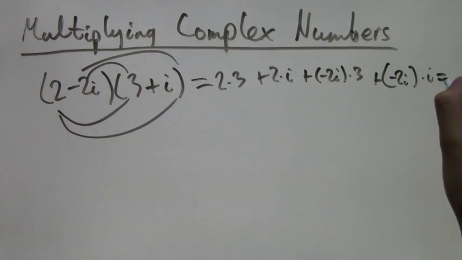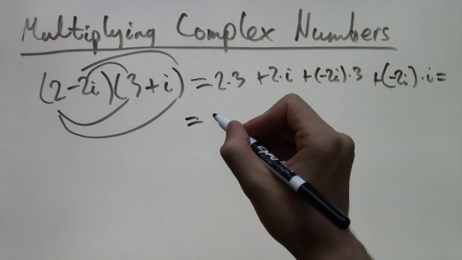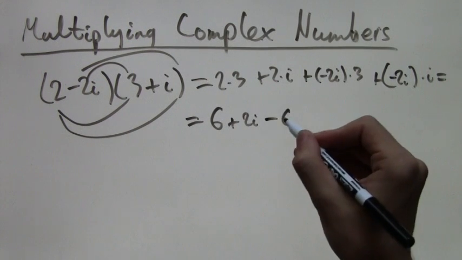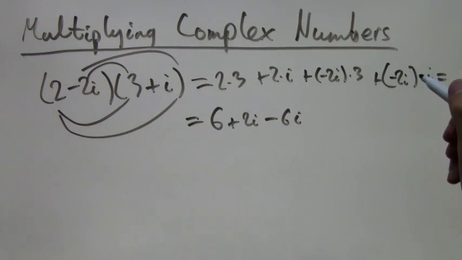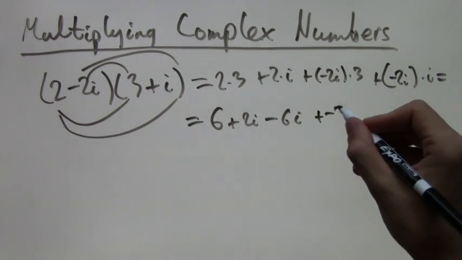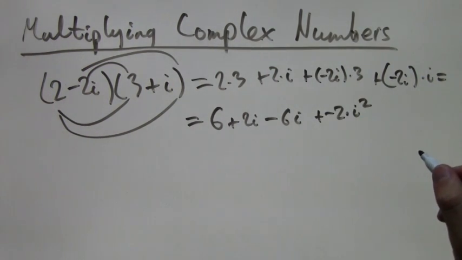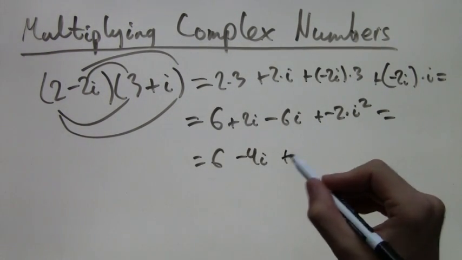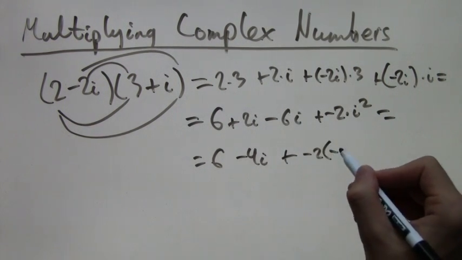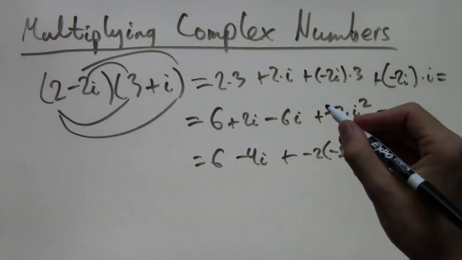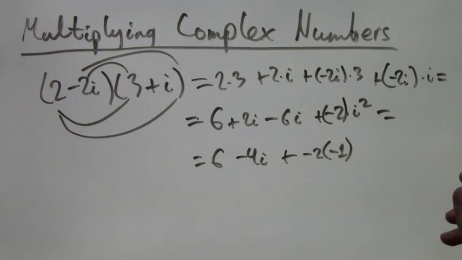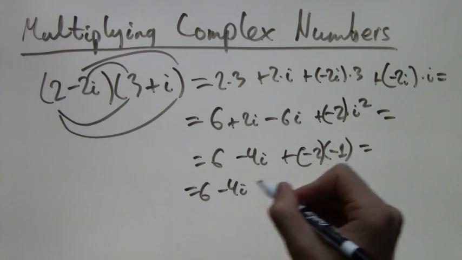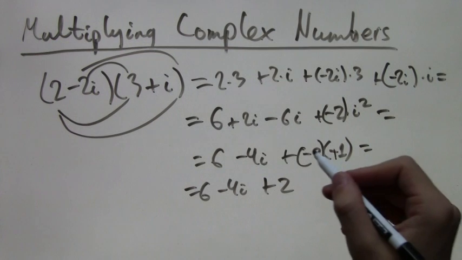And this is going to be equal to 6 plus 2i minus 6i, and then again we have this imaginary number times imaginary number with the i's, and it's just going to be -2 times i squared. And again, i squared will be -1. So this simplifies to 6 minus 4i plus -2 times -1. I'm going to put these parentheses around the -2, just a good idea. And this is equal to 6 minus 4i plus 2. Two negatives cancel.